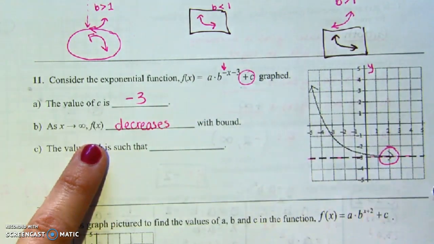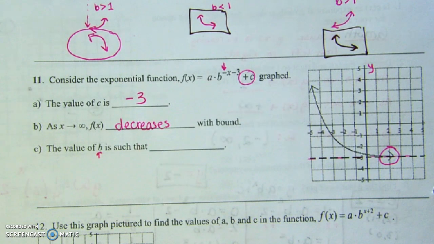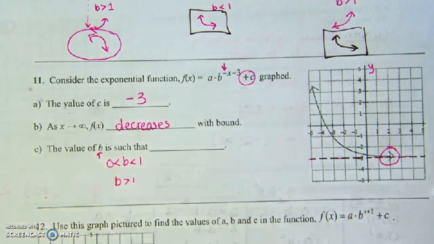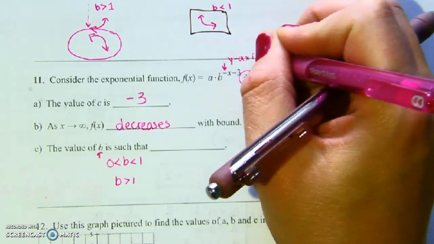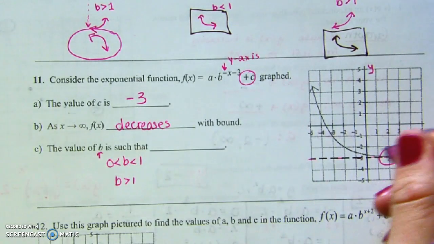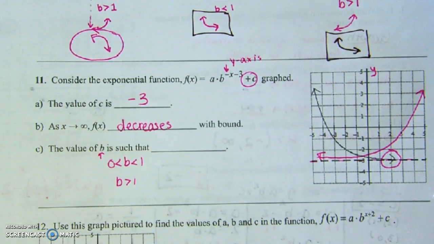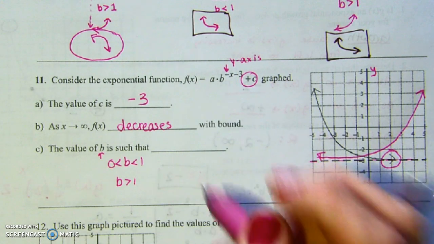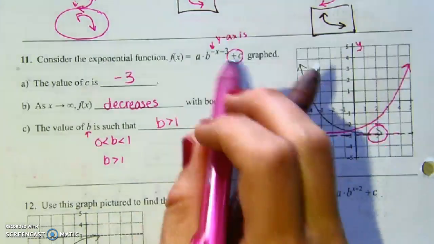Do you agree it's going down? Yeah. The value of b is such that, so it's not asking us to actually find the value of b, it's asking if it's less than 1 or if it's greater than 1. But we have to undo the reflection. So this reflection is again on the y-axis. We're going to reflect it to go like this. Now, after the reflection, it's a growth. Do you agree it's going up now? So b started off greater than 1, and then the reflection reflected it over.